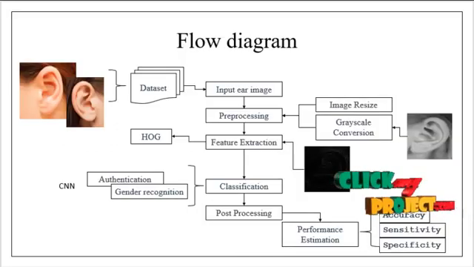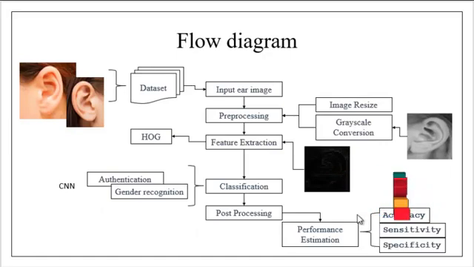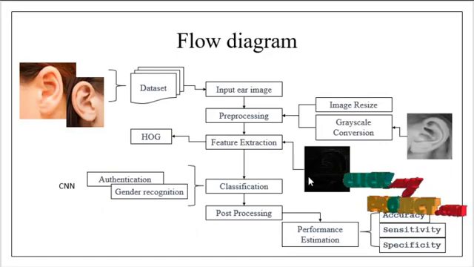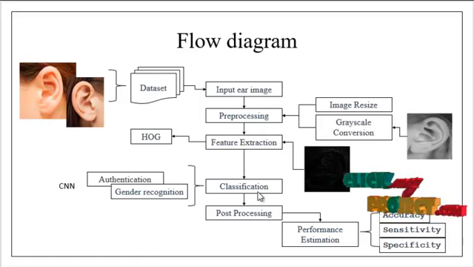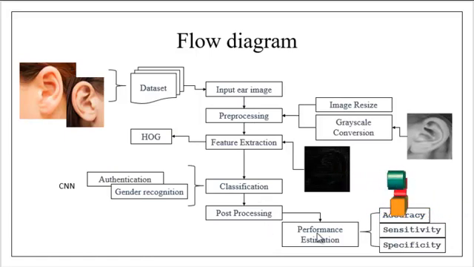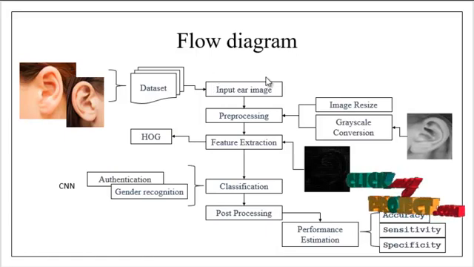Now we are going to discuss the flow diagram of the process. This is the overall working flow of this project. This project consists of modules such as the input ear image, pre-processing, feature extraction, classification, post-processing, and finally performance estimation. By these modules only we can do the process.